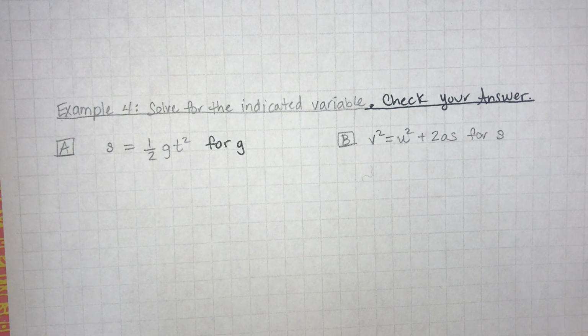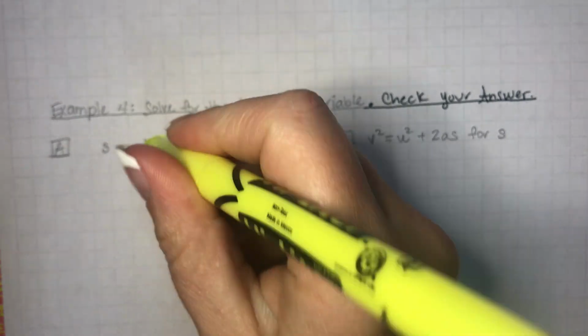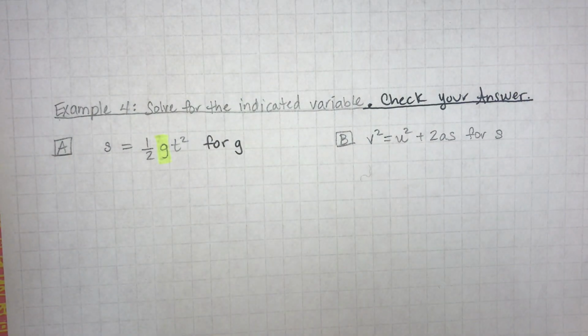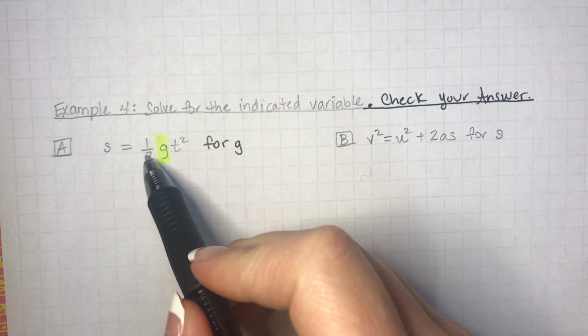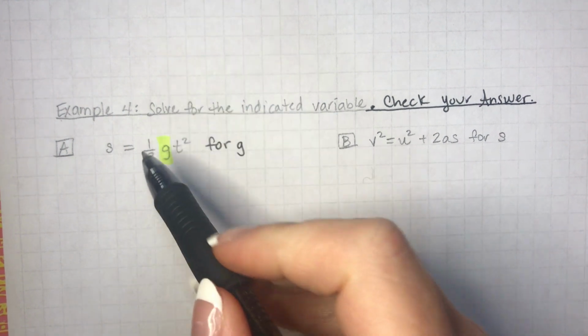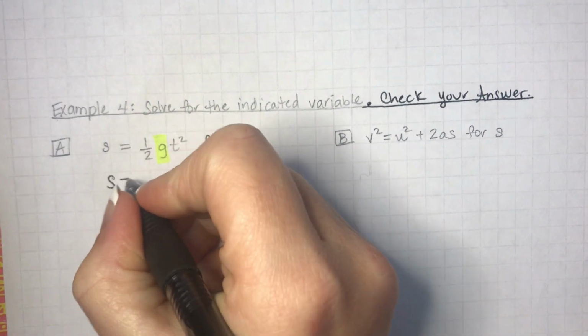All right, let's go. Let's do this. So for A, we're solving for G. So I'm going to highlight that. We need to get G by itself. So let's do this. Okay, what's around G? Well, we have a 1/2 and we have a T squared. So I think I'm going to get rid of this 1/2 first. I'm just going to rewrite this here.